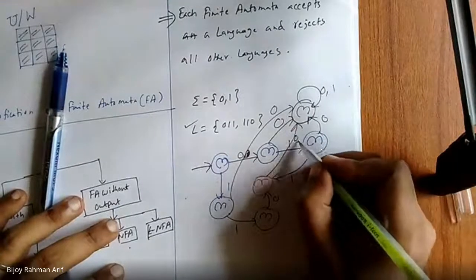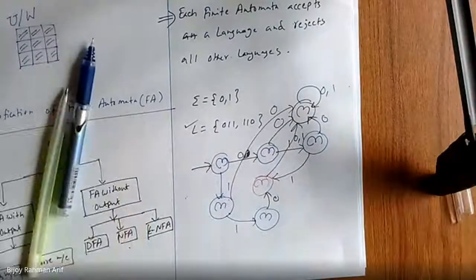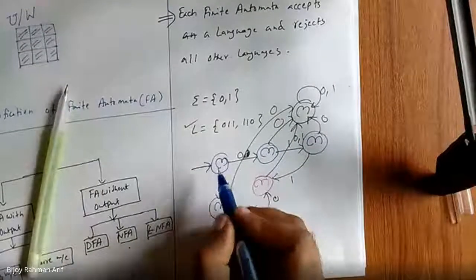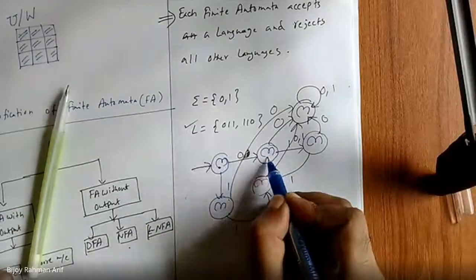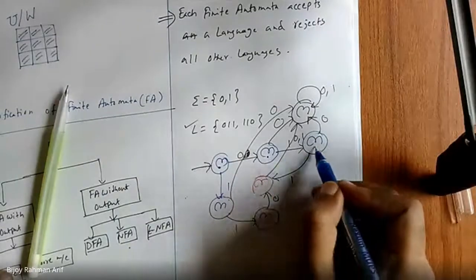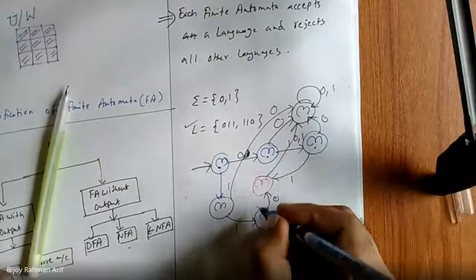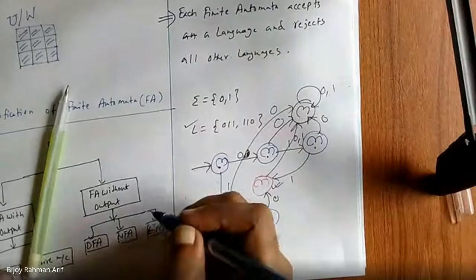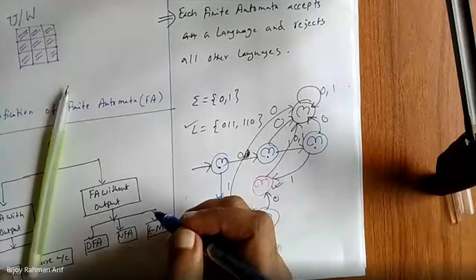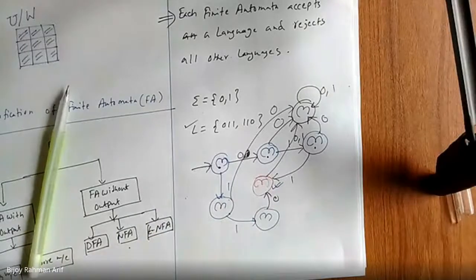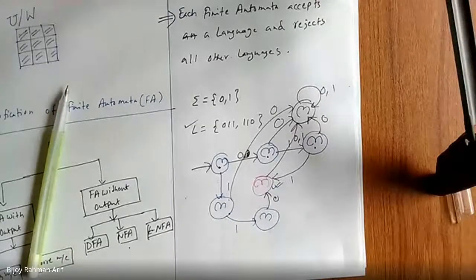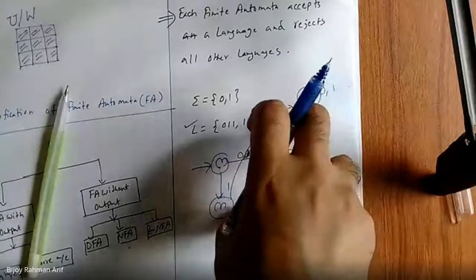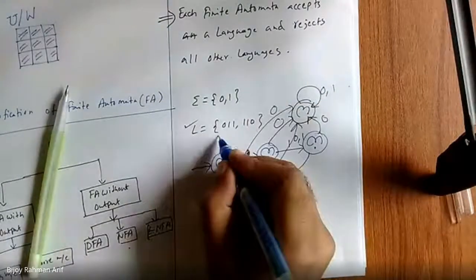So what happened? Can you tell me? Initially, I start with this blue light. Then, after getting 0, I get over here. After getting 1, I get here. Only when my red light is going to light, then I can say, yes, I get my string which is inside the language. Other lights would always denote we did not get our string. So if I somehow make this kind of circuit, then only we can actually accept this kind of string.